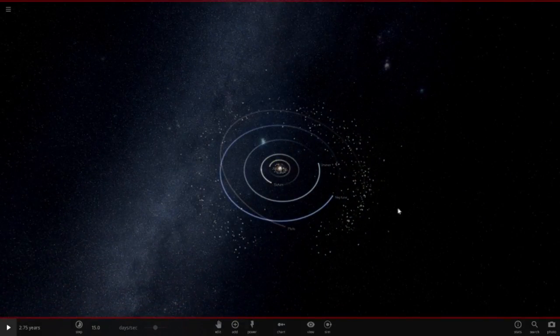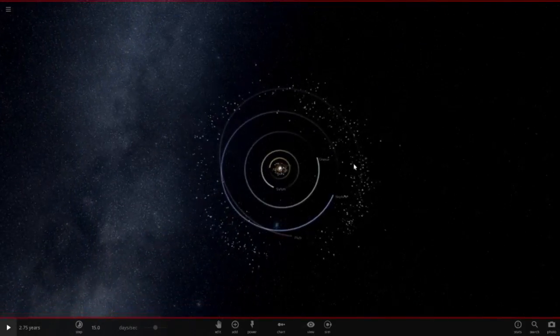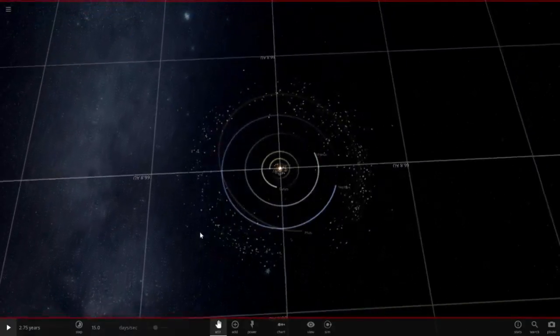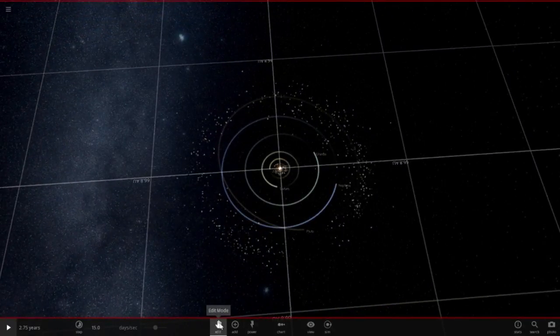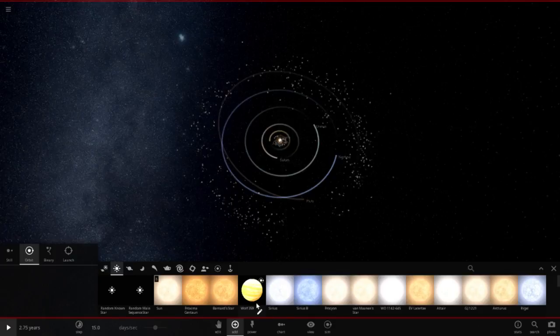do them in sequence. But there's plenty to consider when it comes to sending stars through, especially since I have to remember how to do this. I've paused it for now while I try and figure this out. Edit mode, add. Okay, I want a star. I want something, let's start off with something around our sun style, right?